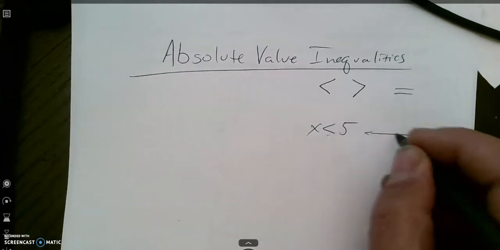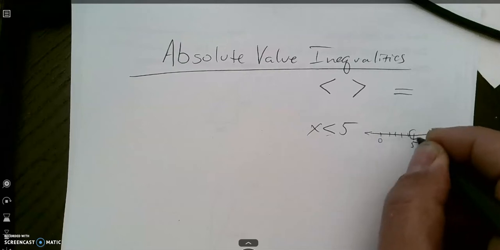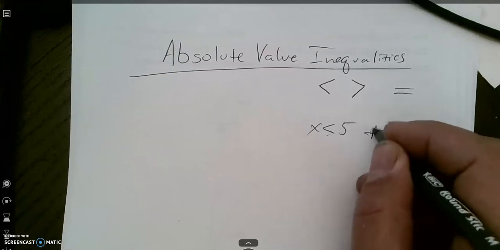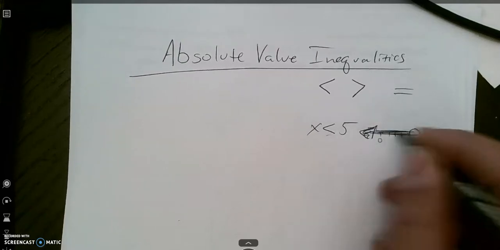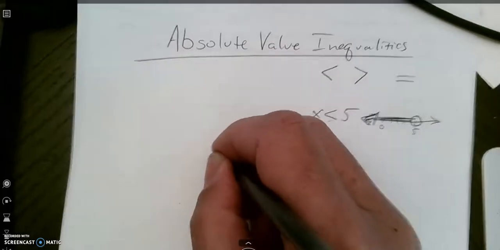And on the number line, that means you're talking about not 5, but everything on this side. And we'd usually shade it in. What we're adding now is absolute value to this.